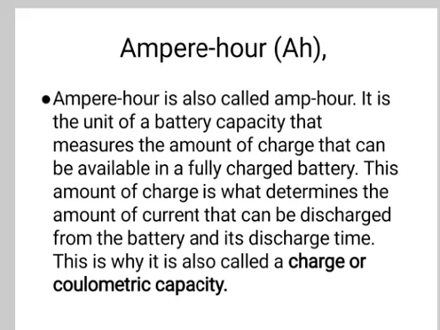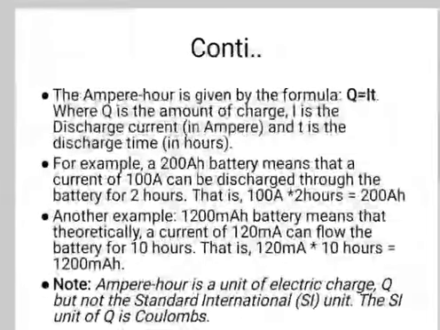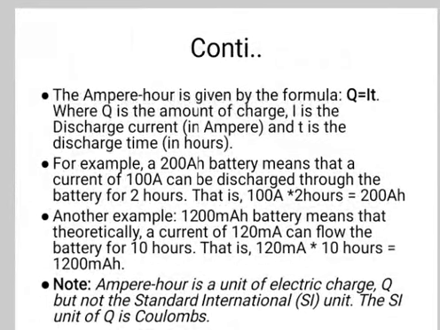Battery capacity in ampere hour is also defined as the product of the current drawn from the battery while the battery is supplying the load. The battery is able to supply the load until its voltage drops lower than a certain value for each cell. The ampere hour is given by the formula Q equals I times T, where Q is the amount of charge, I is the discharge current in ampere, and T is the discharge time in hours.